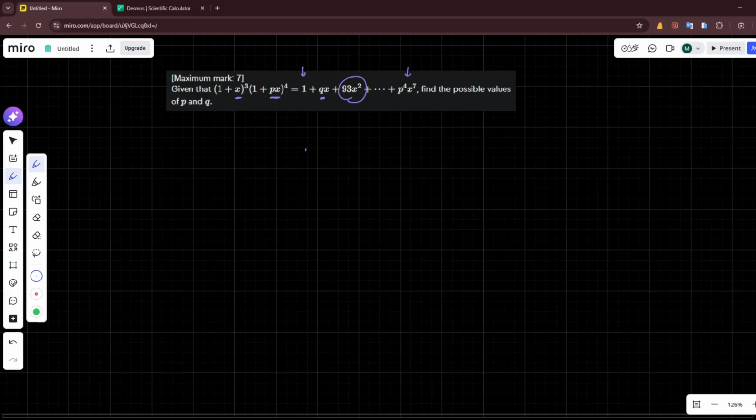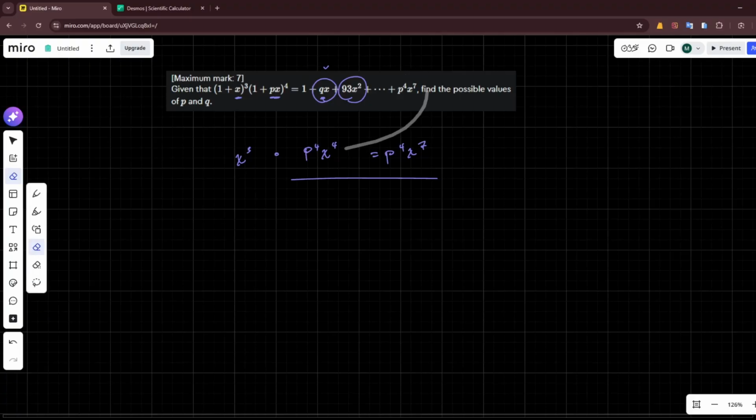Because your last terms are going to be p to the power of 4, x to the power of 4, and x to the power of 3. You multiply those together. That's not meant to be subtraction, it's just far apart. You multiply them together, and you get p to the power of 4, x to the power of 7. So that's not at all surprising, and it's no new information. The two terms I actually care about are these in the middle, the qx and the 93x squared. So we just need to optimize really for finding the parts of our expansions that are going to give us a qx and a 93x squared.